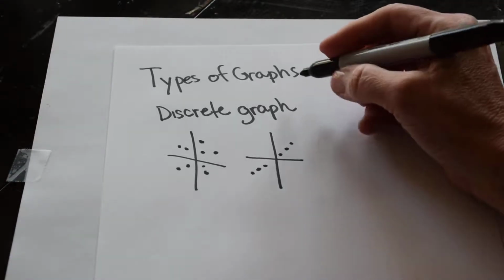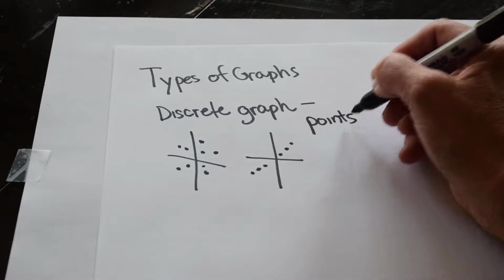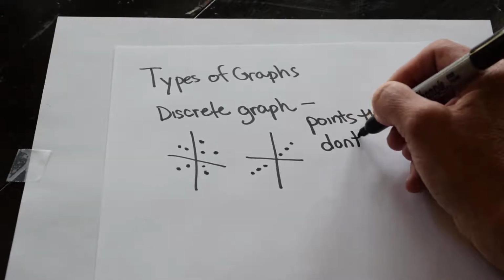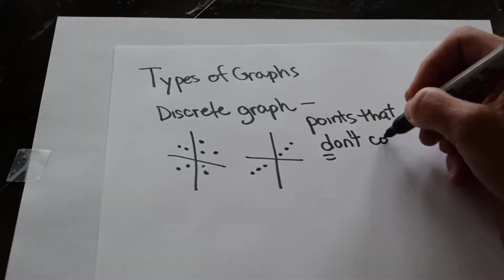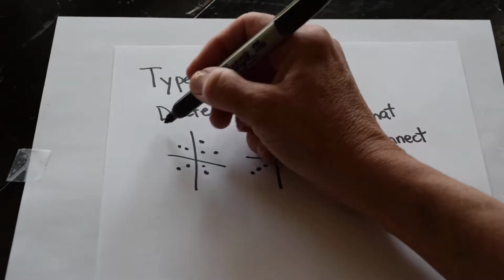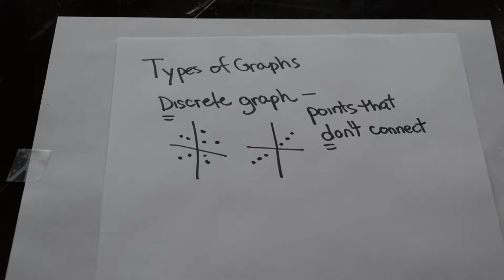But we have to remember that a discrete graph is points that don't connect. So I've got a D in don't, and I've got a D in discrete. That might be one way I might remember it. You can think of points as dots, if that helps. So our discrete graph is a bunch of dots just tossed around. That would be a discrete graph.